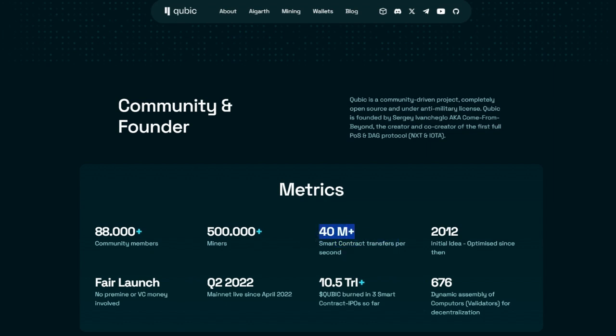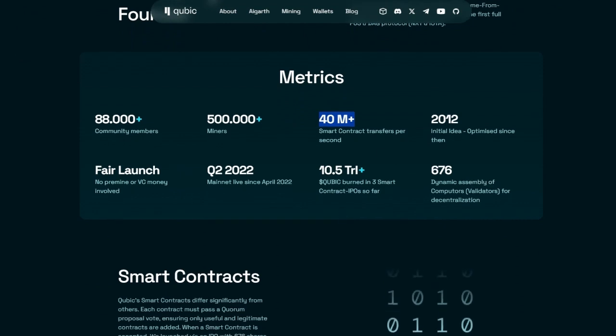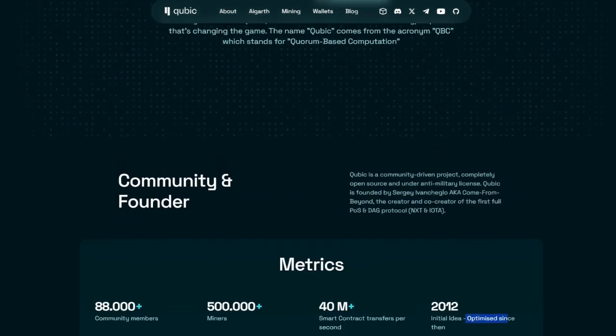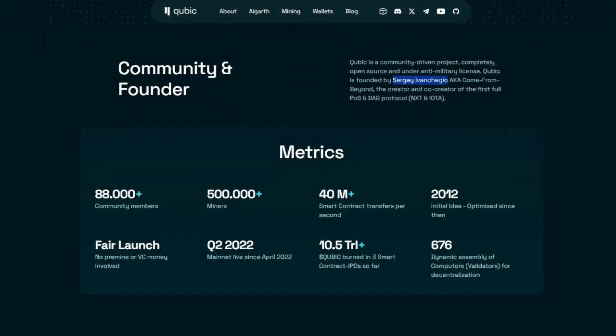So this is a super, super quick technology. Since 2012 is when this original idea surfaced. Sergey Ivancheglo has been talking about Qubic since 2012, and he's finally putting it into action and making it happen. The mainnet was only launched last year around this time, so this is a really, really new network, and you're really early if you're investing in Qubic. Imagine where this is going to be in the next couple of years.